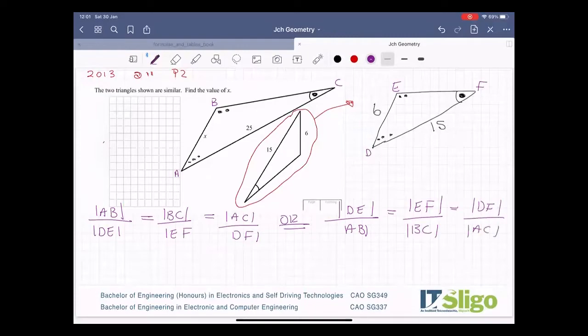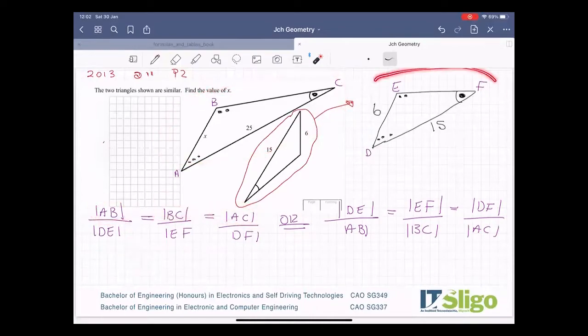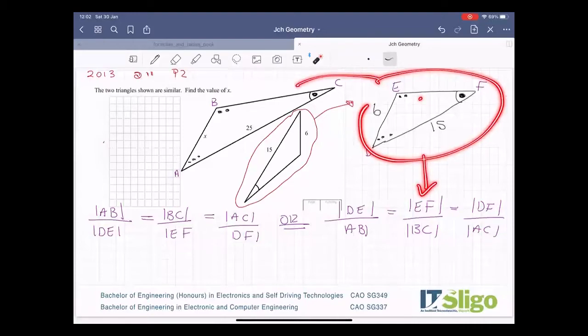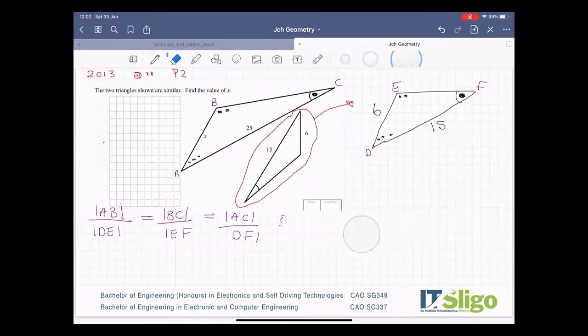It doesn't matter which way you write it, as long as if you start with the big triangle on the top, the big triangle stays on the top all the way across. Or if you start with the small triangle, the small triangle stays on the top all the way across. What you can't do is put some big on the top and some small on the top. So it doesn't matter which way you do; I'm just going to leave it as the first one I wrote down.